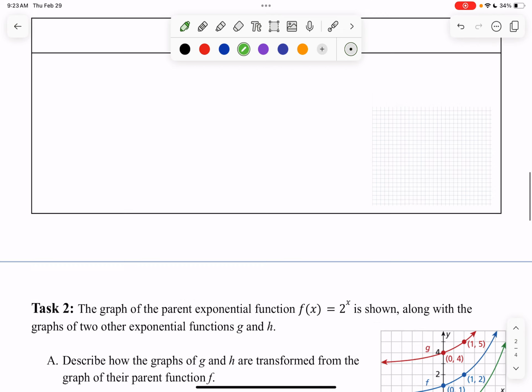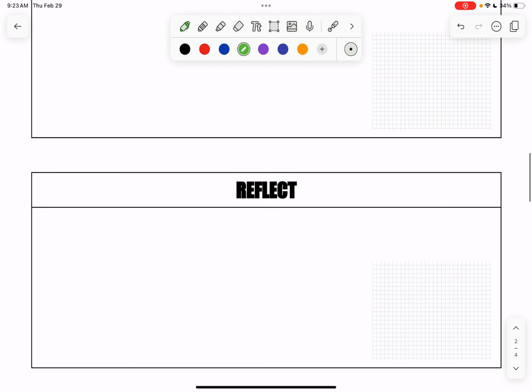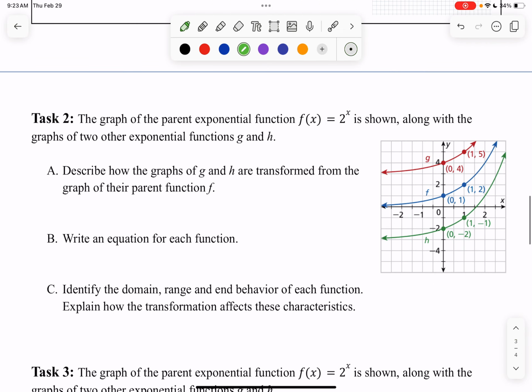Okay, so let's go ahead. Let's jump down. We're going to talk about stretches, shrinks, and reflections here in a minute. Let's jump down here to task 2. So here we have a graph of a parent exponential function. It's 2 to the x. So we're dealing with that 2 to the x function, along with the graphs of 2 other exponential functions. So we have g there in red and h there in green. Describe how the graphs of g and h are transformed from the graph of their parent.